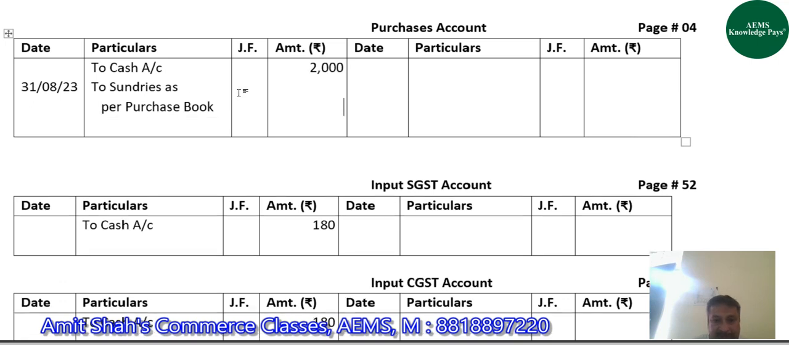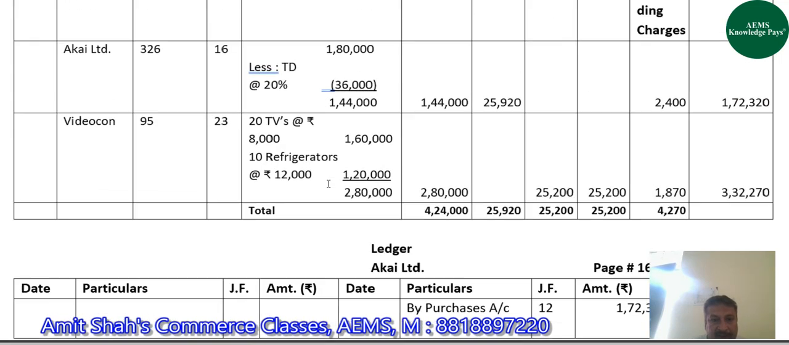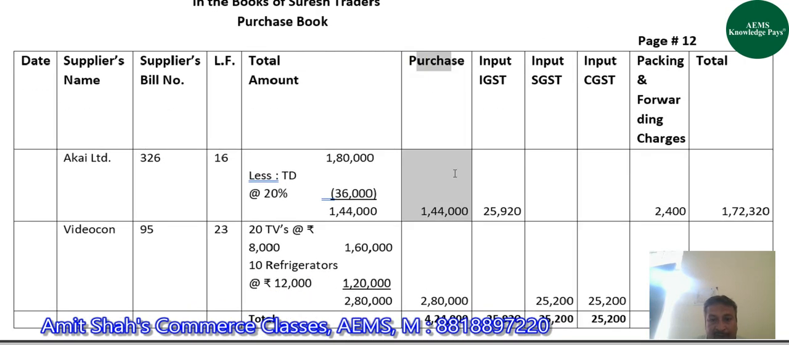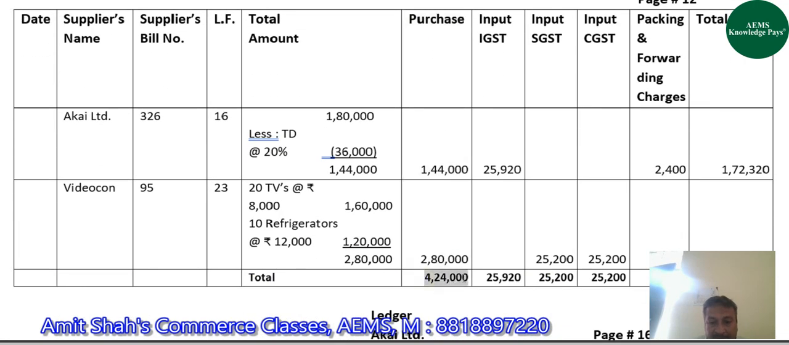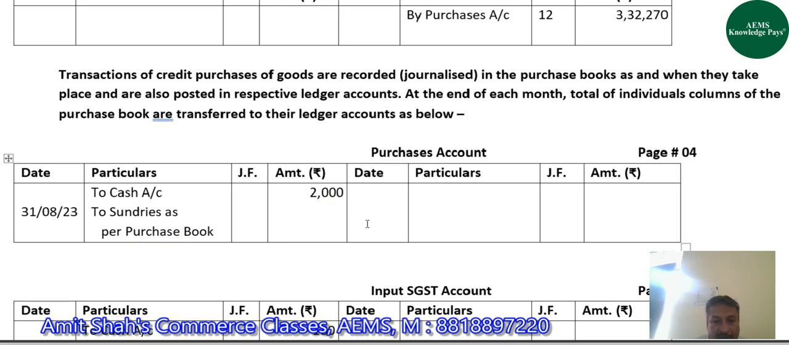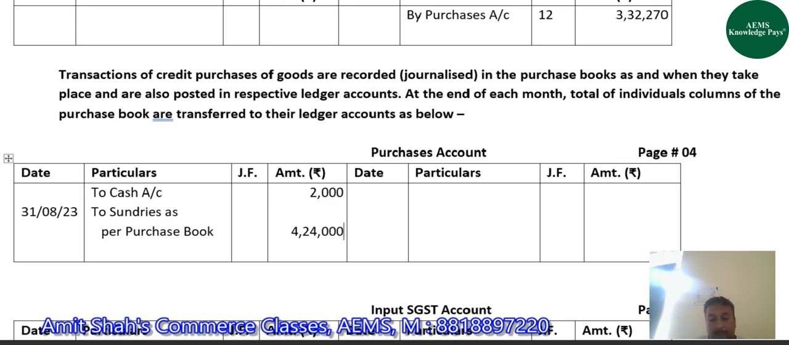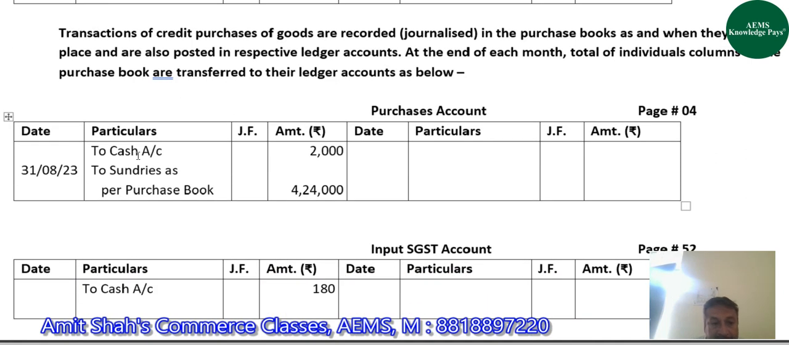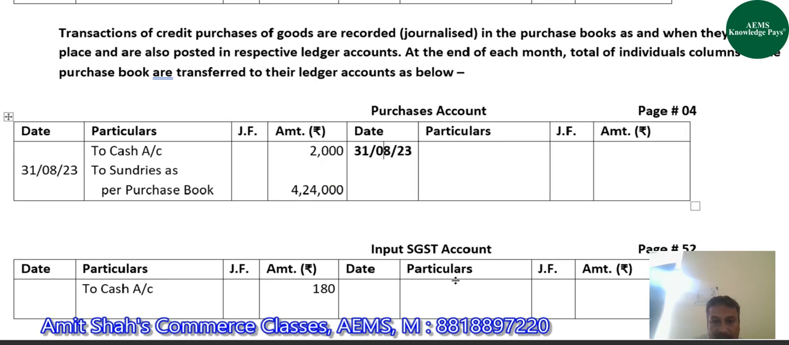And what was the total of purchase in purchase book for the month of August was the total of this column, and that is 4,24,000. So that 424 will also be recorded or transferred here. After doing this only, now he will close his purchase account for the month of August. So now the total of purchase for the month of August is 4,26,000.